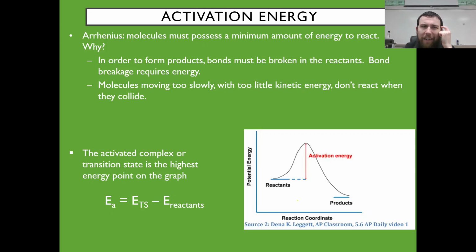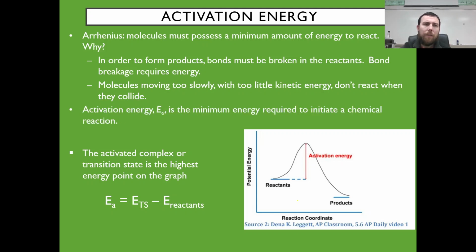The second thing to consider is that when molecules are moving too slowly, or have too little kinetic energy, they don't react when they collide. So we know bond breakage requires energy, but we also know that if collisions don't have enough energy associated with them, we don't get product formation. That's the second reason we need a minimum amount of energy to react. As we've defined already, activation energy, E sub A, is the minimum energy required to initiate a chemical reaction.